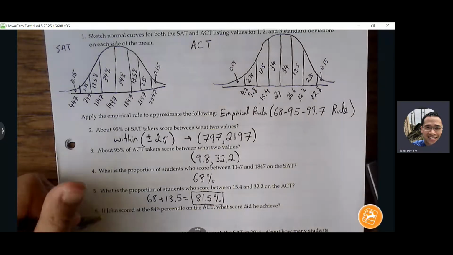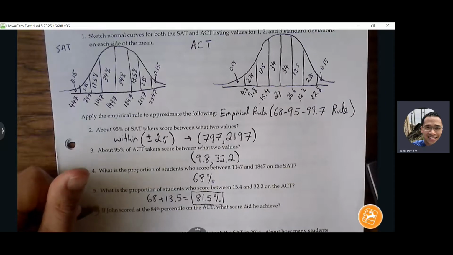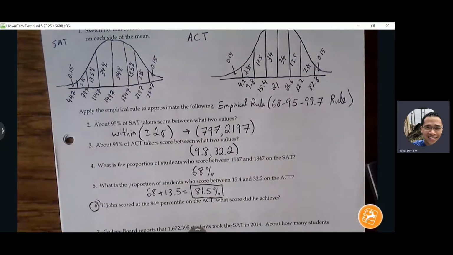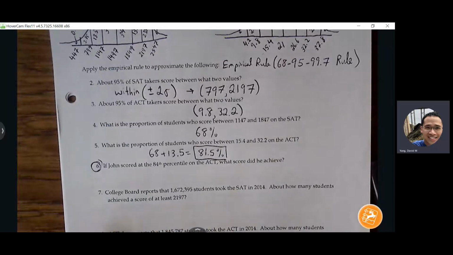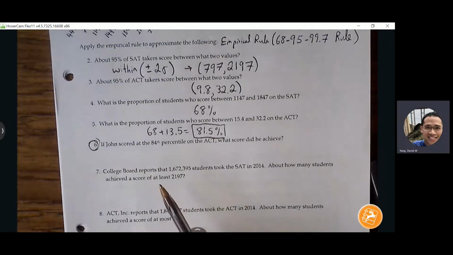Okay, let's skip 6 for now. We haven't talked about z-scores yet. We'll come back to that. Okay, so let's look at number 7. Okay, College Board reports that 1.6 million students took the SAT in 2014. About how many students achieve a score of at least 2197?